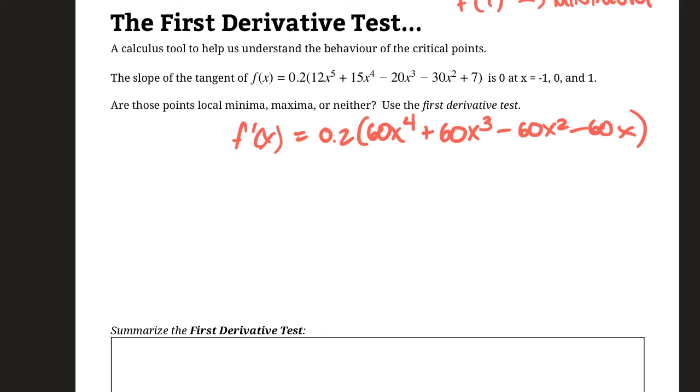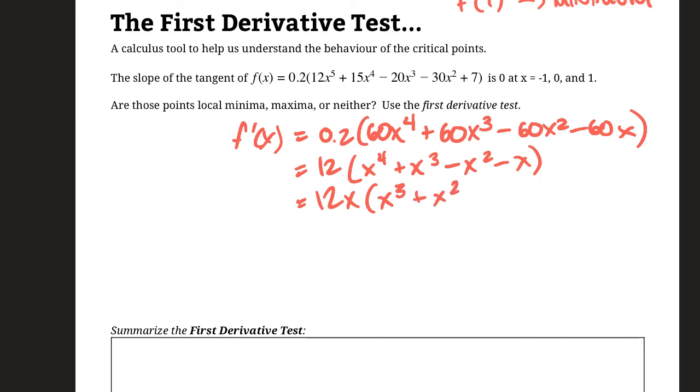So we can actually factor out a 60 here to make it a little bit easier to work with. If we factor out a 60, we end up with 60 times x to the 4 plus x cubed minus x squared minus x. And we actually factor out an x as well, just to make it even easier: 60x times x cubed plus x squared minus x minus 1. So this is a little bit easier to deal with, obviously. It's a simpler function than the original function was. And that's the point. A lot of times, especially when you're working with polynomials and some other functions, it's a lot easier to work with the derivative of the function than the function itself.